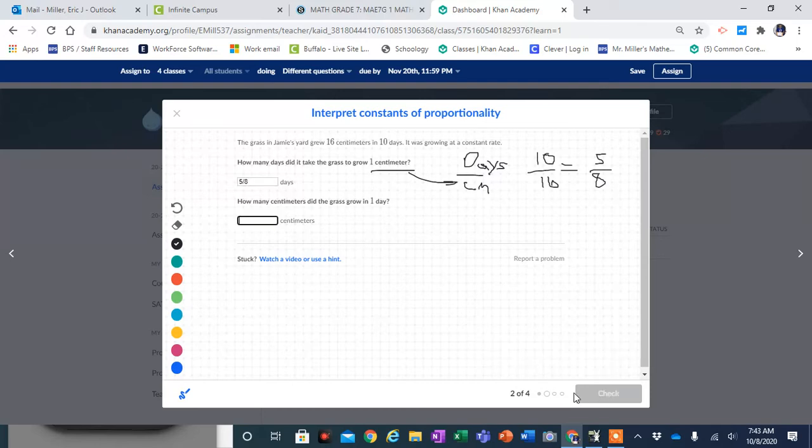Oh, almost there, because I did not answer the second question. How many centimeters did the grass grow in one day? If we want to figure out how much for one day, now you would do centimeters divided by days. So that would be 16 divided by 10, which would be reversed. That would now be 8 divided by 5.